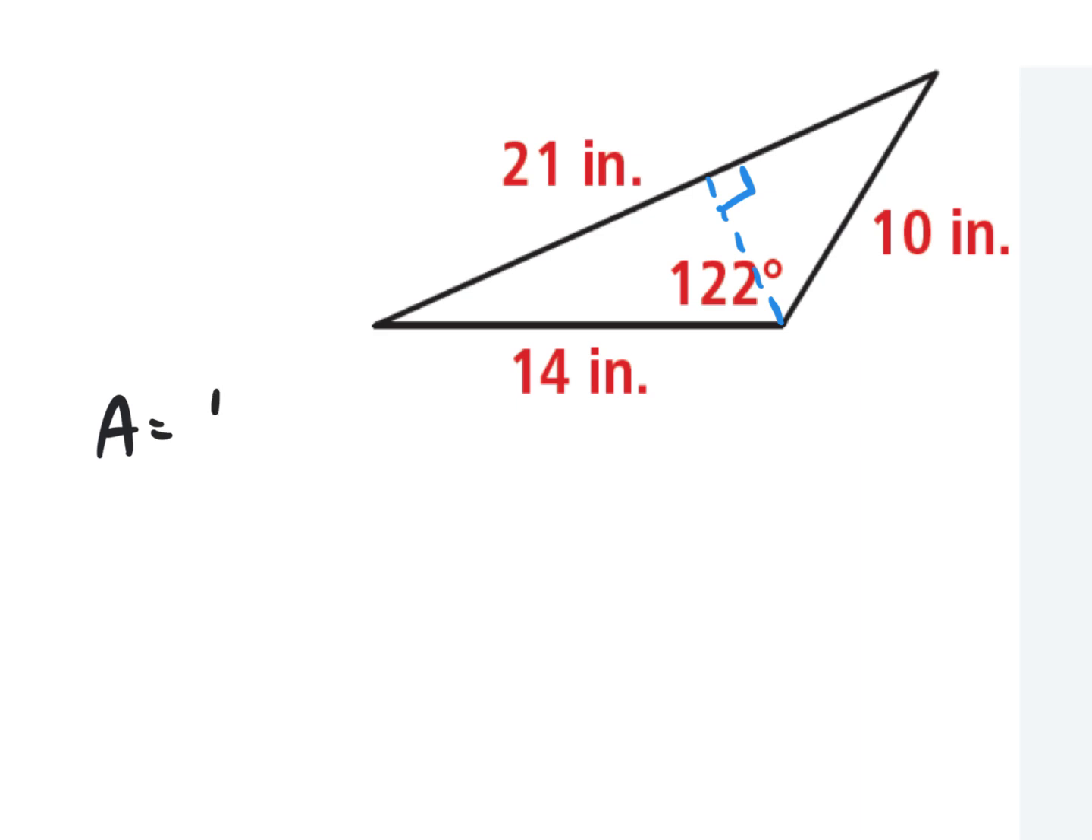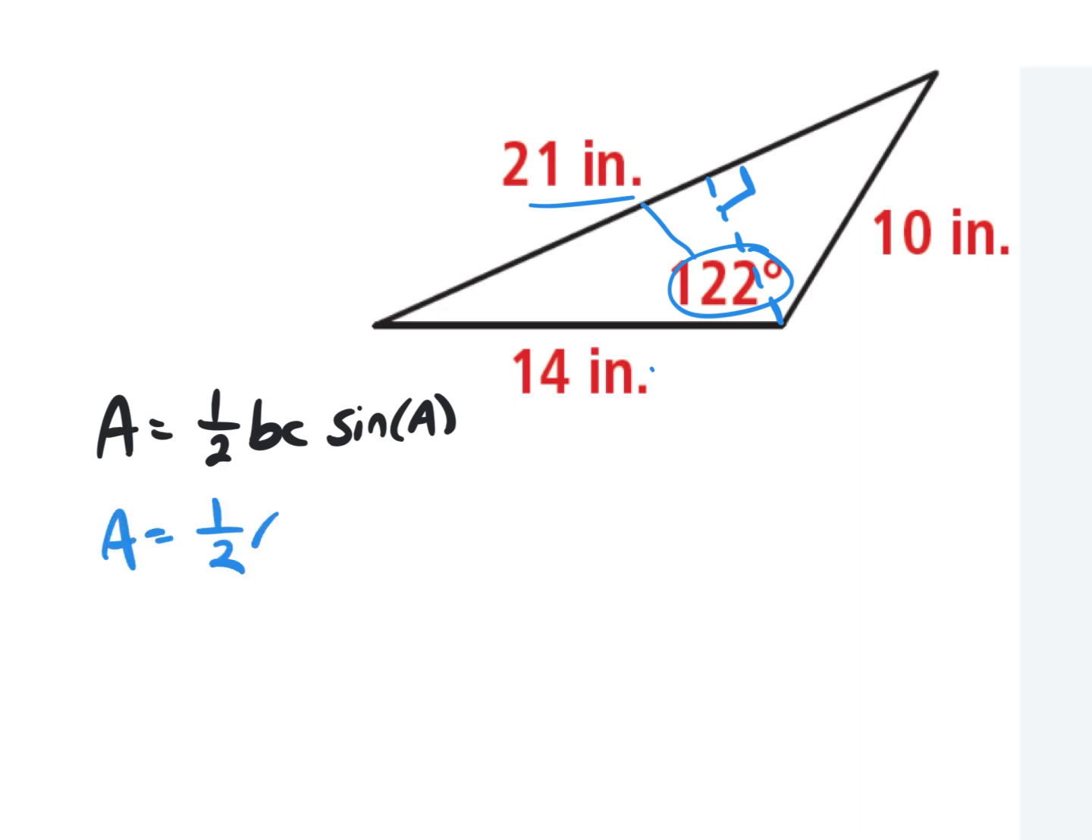We're going to use this formula, 1/2 BC sine of A. So what's my angle that we're basing this off of? 122, okay, and it's opposite of 21. What is my B and C that I'm going to use? You do use 14 and 10. You're going to use the two sides that are not in relation to the angle. So if I write this out, we have 1/2 times 14 times 10 times sine of 122. What do I do once I get to this point?